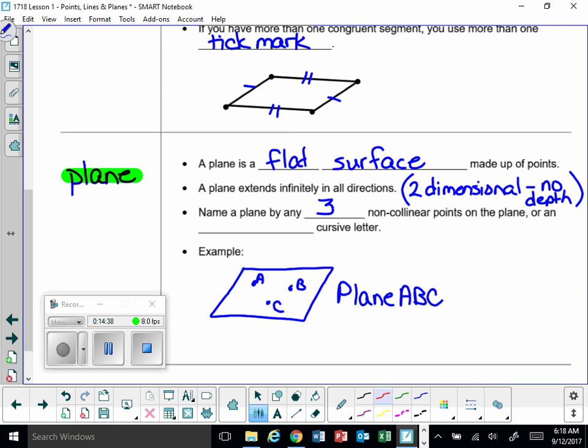Or an uppercase cursive letter that's not attached to a point. Okay, so I could call this one plane R. It's hard to do cursive, at least for me, just randomly up here on the board. I generally go with 3 points on the plane.